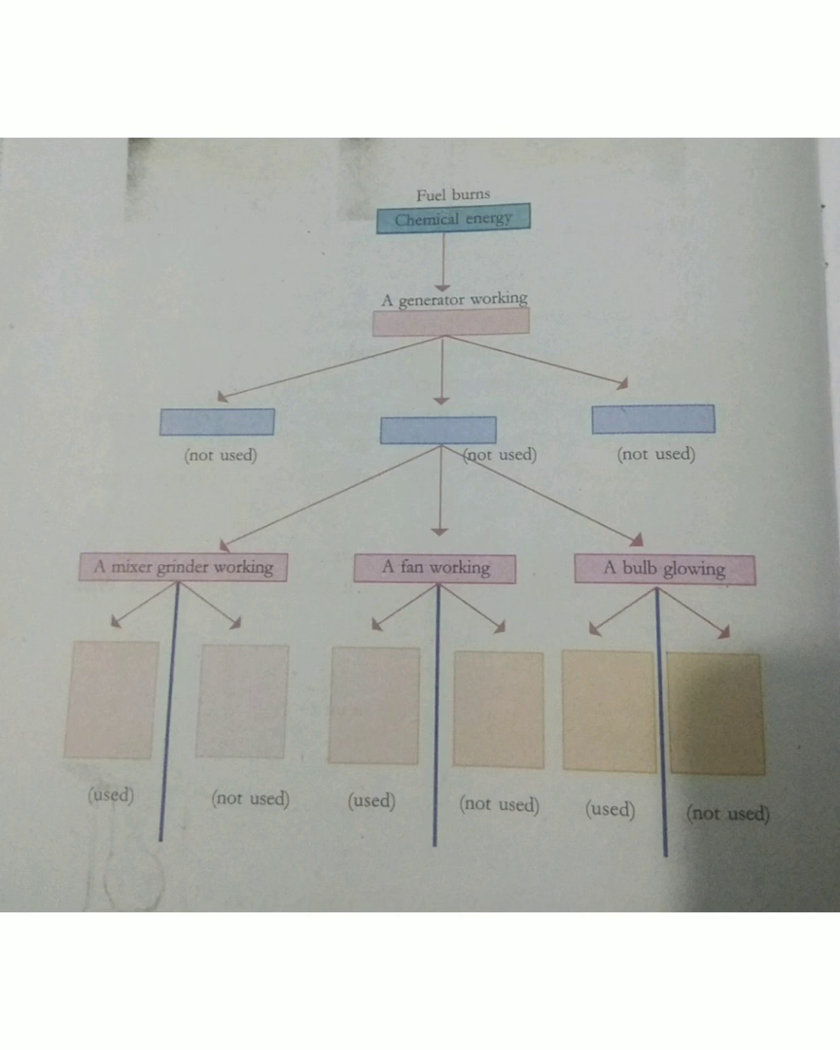So, in the used column, you should write mechanical energy and in the not used column, you should write sound energy. While a fan works, along with mechanical energy, sound energy is produced; sound energy is not used at all. When a bulb is glowing, light energy is produced and is used, but heat energy is also produced, which is not used. Thus, the concept map is completed.